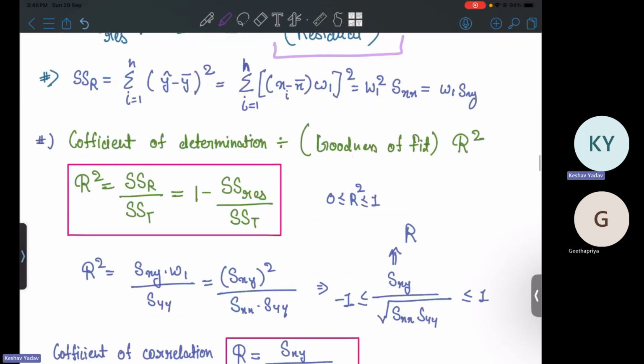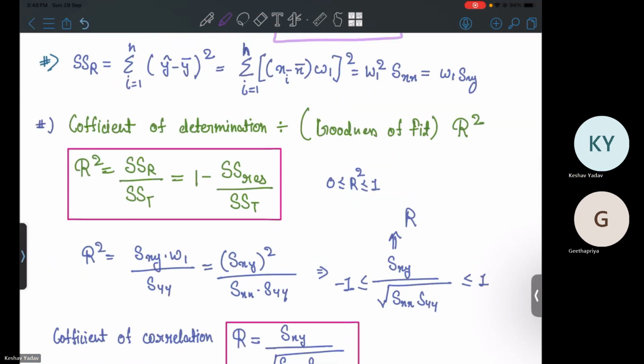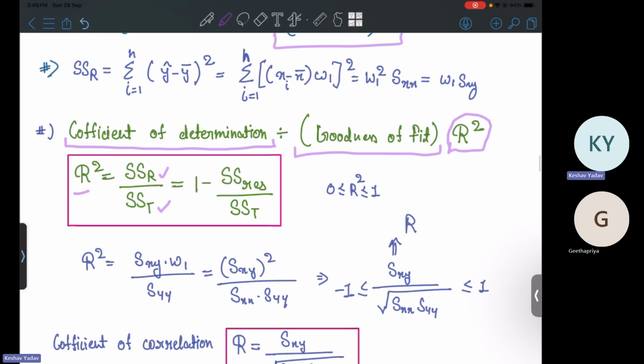Okay, so we can define the term coefficient of determination, which determines the goodness of the fit and is represented as R square. R square will be equal to the sum of squares of regression divided by the sum of squares of total. From this expression, we can write this as 1 minus the sum of squares of residual divided by the sum of squares of total. This term will always be less than the denominator, so my R square will always be between 0 and 1.